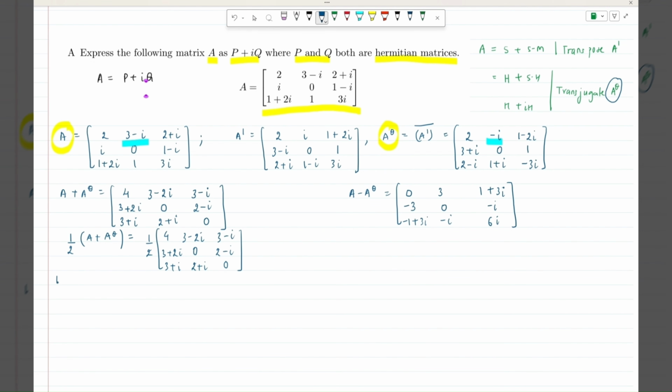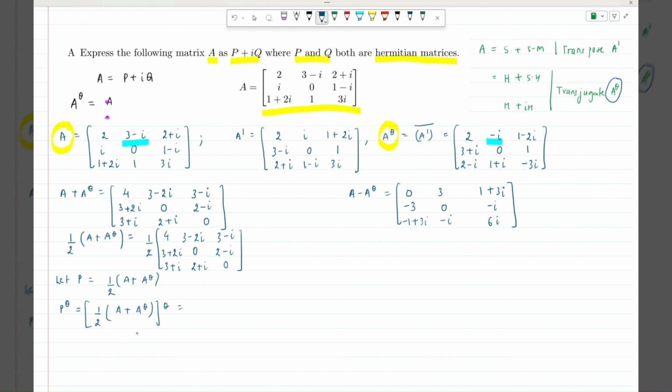And let us declare this matrix as P. So we have P is equal to half of A plus A raised to theta. And now since we want P to be Hermitian, the definition of a Hermitian matrix is that a matrix A is said to be Hermitian if A transjugate is equal to A. So in this case, we wanted to check what is P raised to theta, and since P needs to be Hermitian, the outcome is going to be P again. So we will not be taking the matrix again and doing the things. We just plug the values over here.